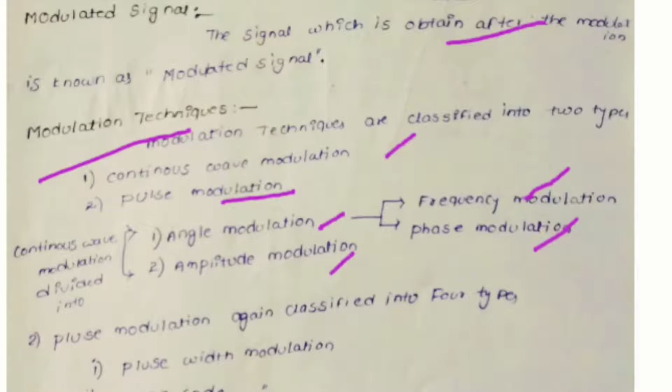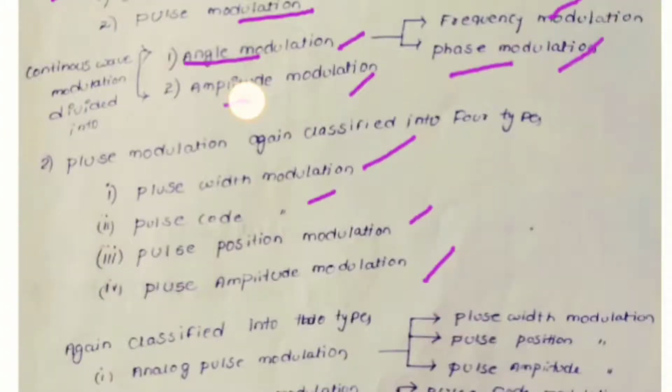The second one is pulse modulation, again classified into four types: pulse width modulation, pulse code modulation, pulse position modulation, pulse amplitude modulation. These are the four methods used in pulse modulation techniques. Basically, modulation techniques are of two types: continuous wave modulation and pulse modulation. Continuous wave modulation is classified into angle modulation, where either frequency or phase angle is varied, and amplitude modulation, where only amplitude is varied.